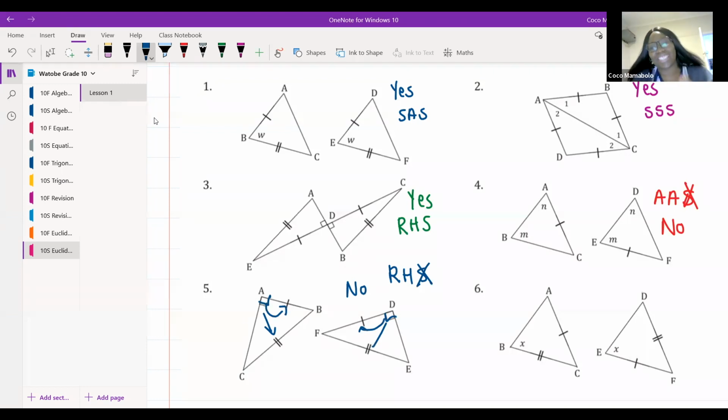Now, have a look at number 6. Tell me, guys, is number 6 congruent? Yes or no?